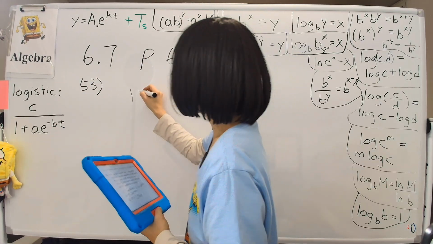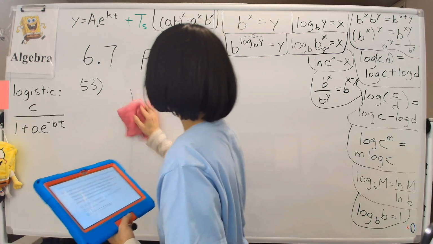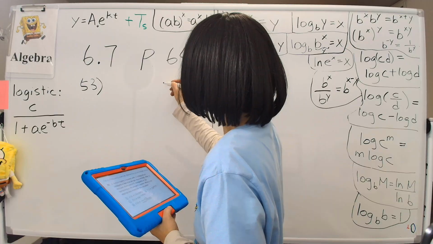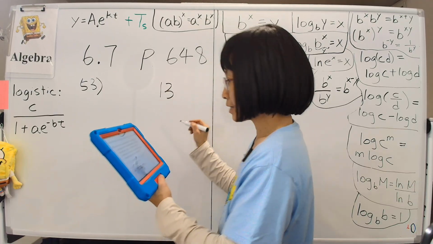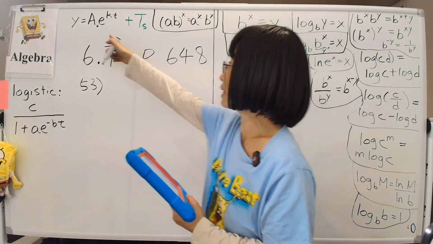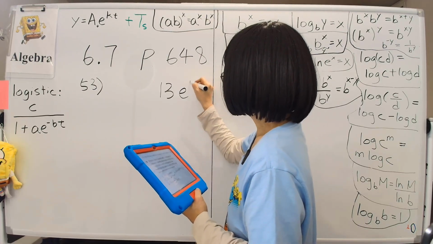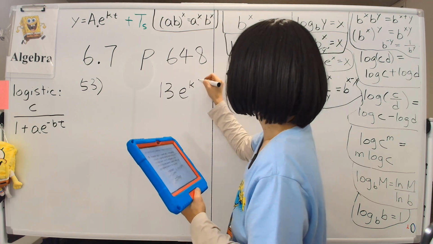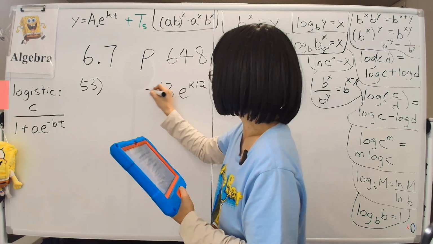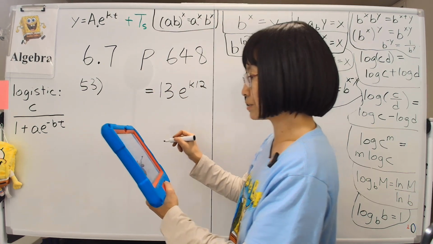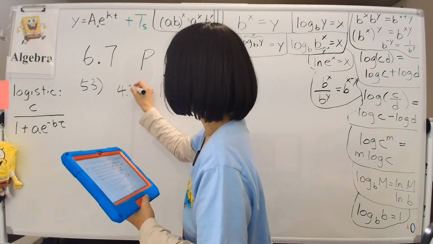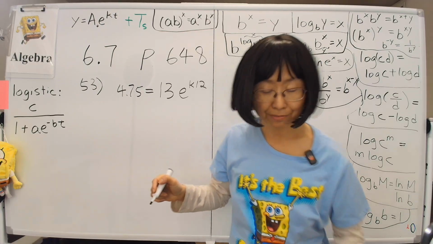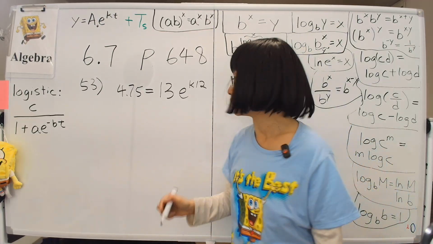We don't have enough space, so I'll write it over here. We have 13 milligrams of radioactive dye, that's A0, times e to the power k. We need to figure out what k is, and that decays after 12 minutes, k times 12, and that would equal 4.75. Then we just need to figure out what k is, and then we're good.